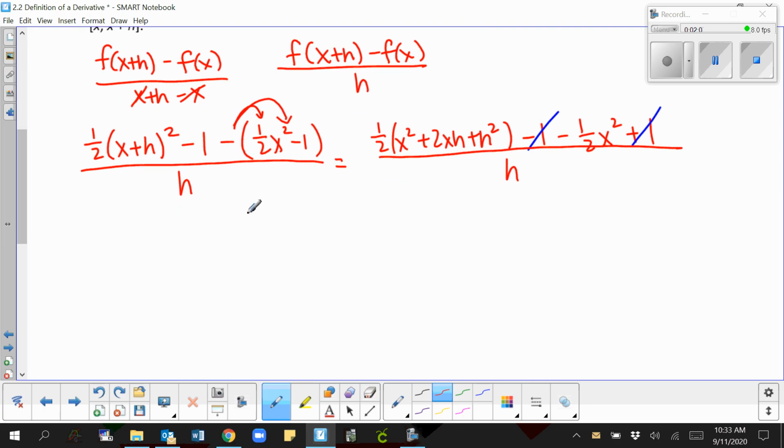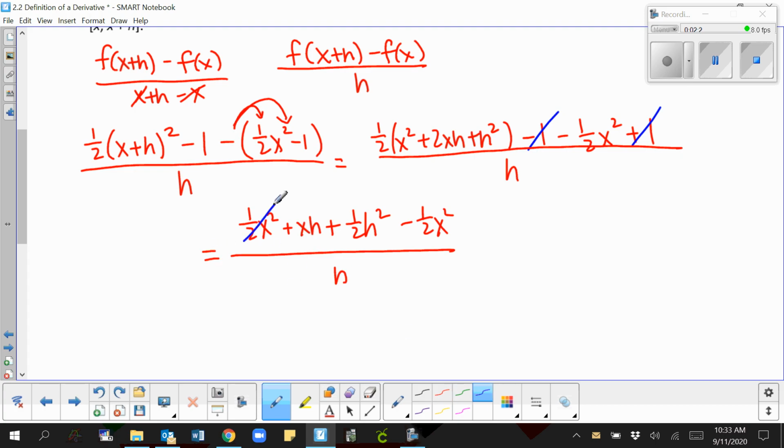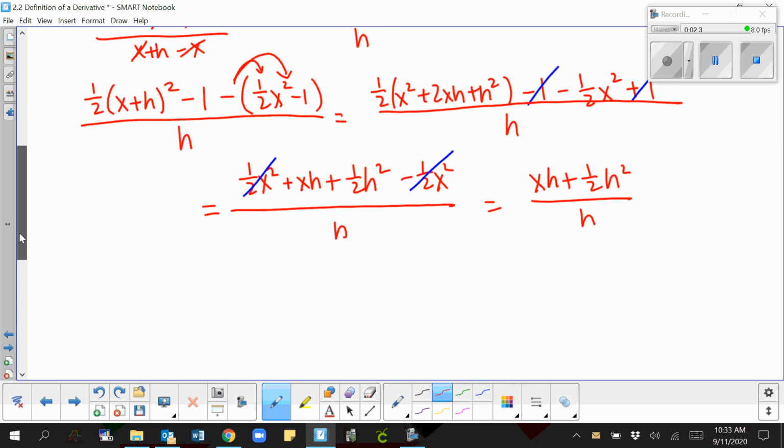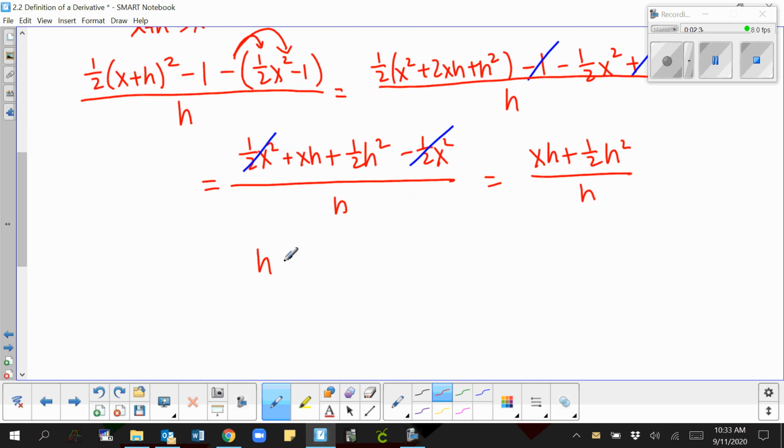So when I distribute my 1/2, I'm going to have a 1/2 x squared plus xh plus 1/2 h squared minus my 1/2 x squared all over h. And my +1/2 x squared and -1/2 x squared cancel out. So that gives me xh plus 1/2 h squared over h. And I'm going to factor out an h, and that's going to give me (x plus 1/2 h) all over h. So I end up with x plus 1/2 h.